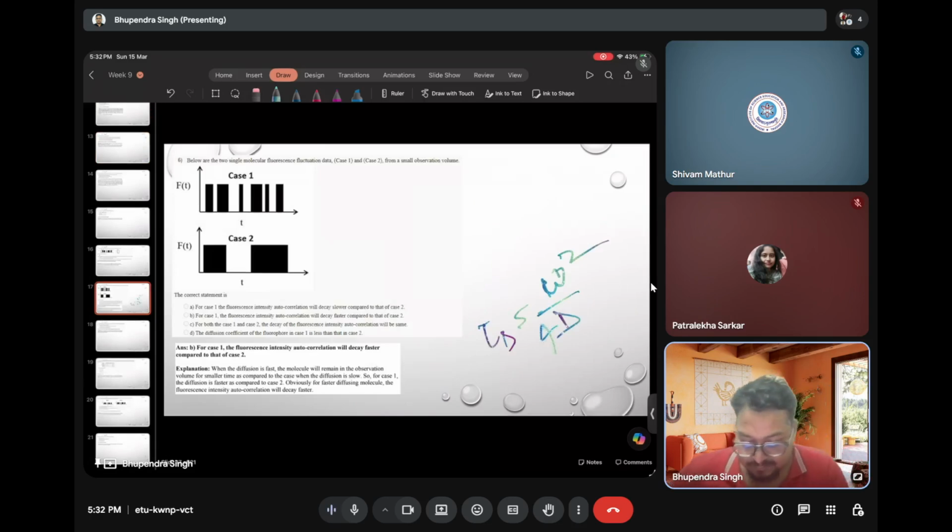So here, option B, probably you have understood. What about option D? The diffusion coefficient of the fluorophore in case 1 is less. So if this is less, which means tau d is higher. Tau d will be higher in case 1, but this is not the case. Tau d for case 2 is higher. So option D is also wrong. I hope I am clear.